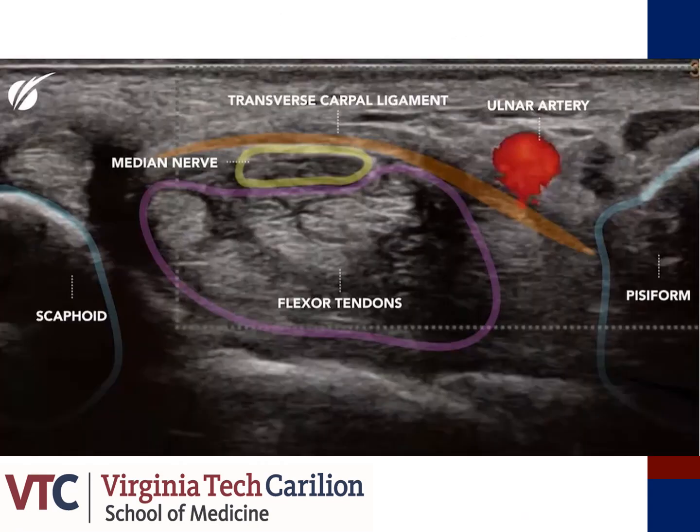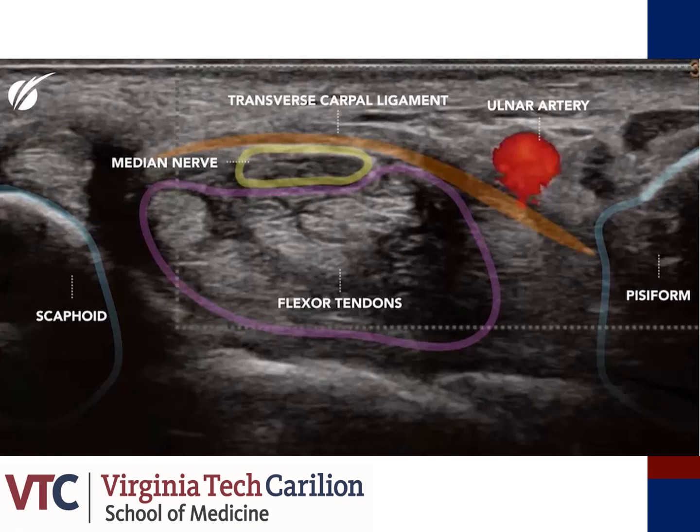Here is an image captured from an ultrasound which demonstrates the relevant anatomy, specifically the superficial position of the median nerve in relation to the majority of the flexor tendons just beneath the transverse carpal ligament. The nice thing about ultrasound is it allows you to see the anatomy within the carpal tunnel. For instance, if somebody has a persistent median artery or has a bifid or trifid median nerve.